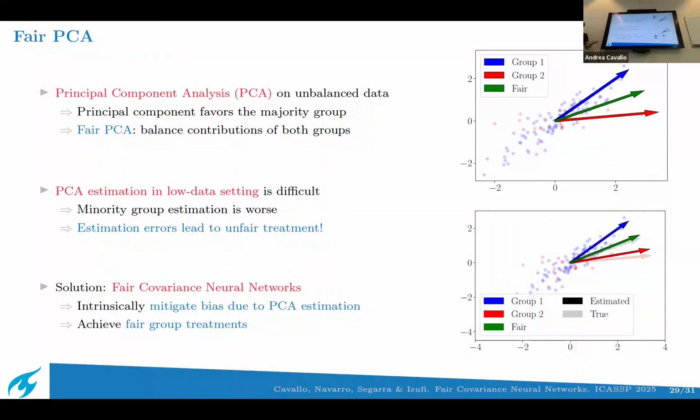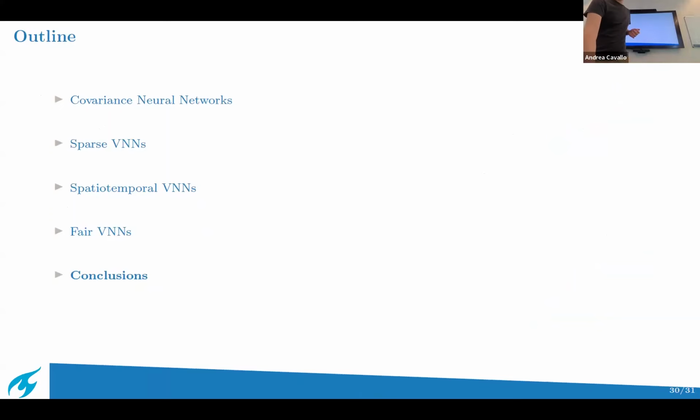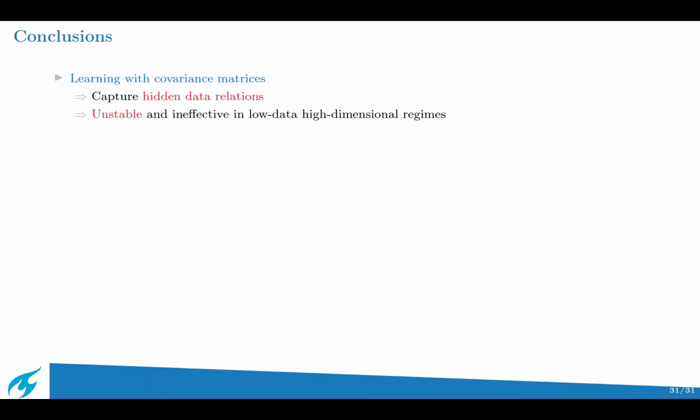Plus, VNNs are neural networks, so we can add a fair regularization term when we train them. And then we can do this end-to-end, so also the coefficients of the neural network can be trained to improve fairness on the data. And then we show, again, this is stable. And in practice, we can have this trade-off between how much fairness we want versus how much accuracy on downstream tasks we want. So this was just to wrap up.